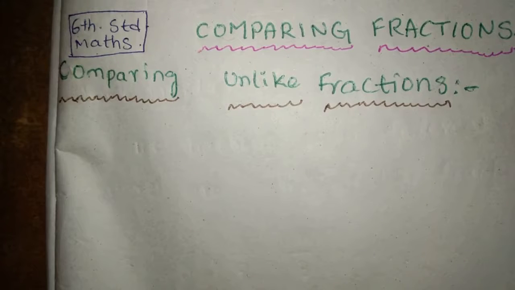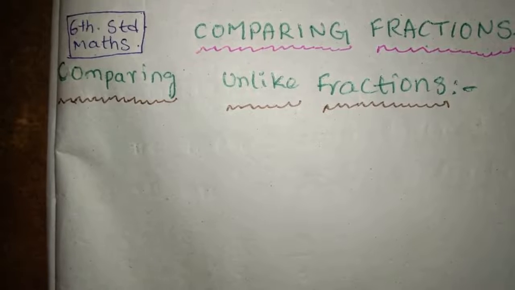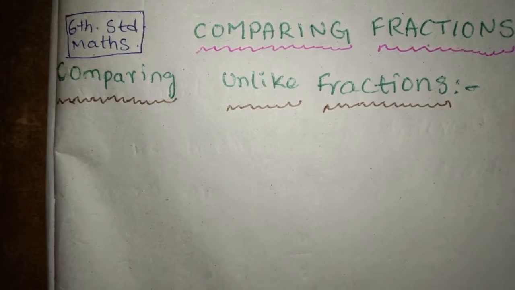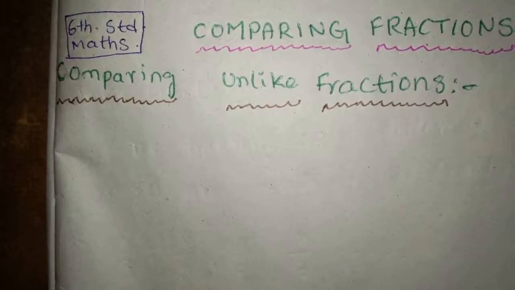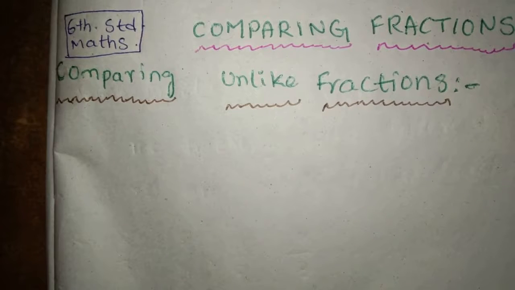In the previous video we learnt comparing fractions, in that comparing like fractions. Now in this video we are going to learn comparing unlike fractions. Comparing unlike fractions means the given fractions are unlike fractions, meaning the denominators are not equal. Then how do we compare the two fractions and say which fraction is greater and which fraction is less?